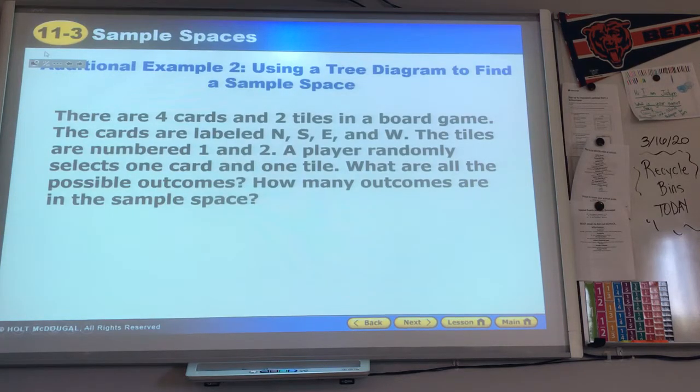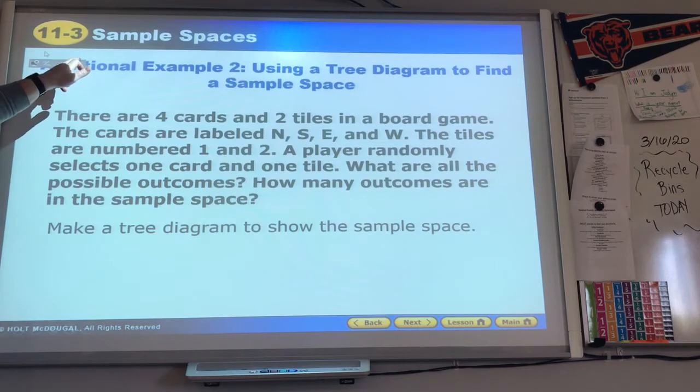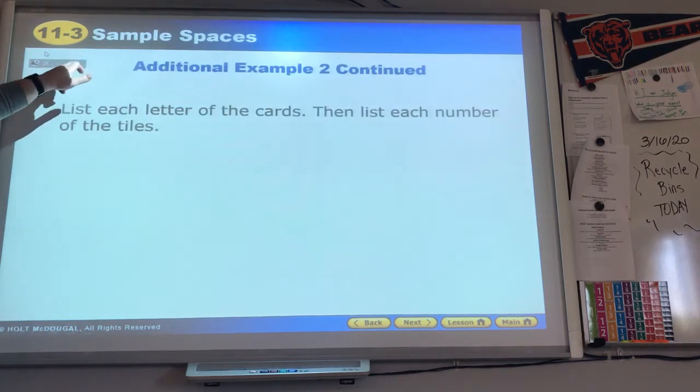Now we get a little bit harder. There are 4 cards and 2 tiles in a board game. The cards are labeled N, S, E, and W. The tiles are numbered 1 and 2. A player can randomly select 1 card and 1 tile. What are the possible outcomes? I bet there's 8. Why? 4 choices in the first one, 2 in the second one. Wonder if I'm right. All right, let's make a tree diagram to show this. So we're going to do a little bit different than the charts we've been doing. All right?